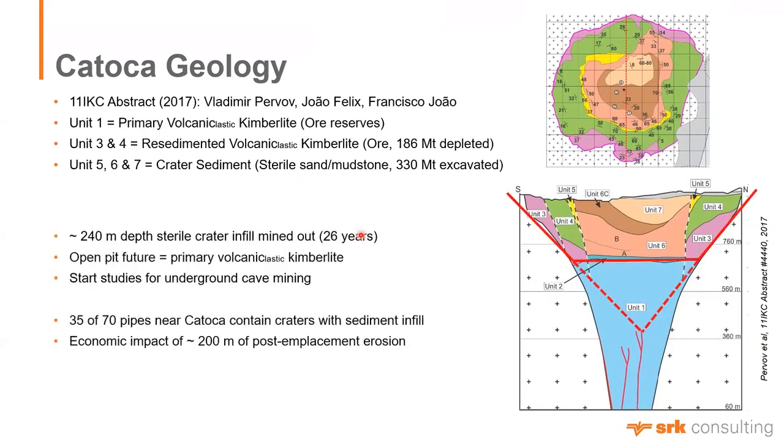Crater sediments. So right now, the open pit at Catoca, after 26 years of mining, is at a depth of about 240 meters, which is over there. And so the future of this open pit is in primary volcaniclastic kimberlite with no crater facies material or dilution in the picture. Right now, Catoca is very likely starting studies for underground mining to access this material down here. And that's going to cost a lot of money. And so one has to think about that very carefully.